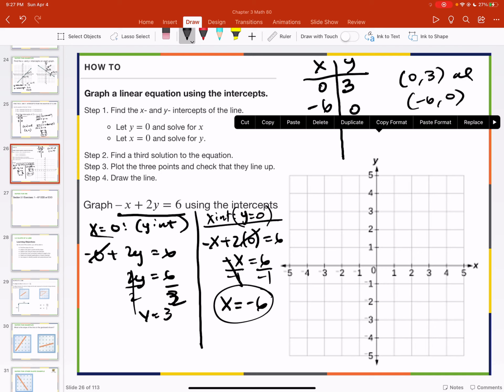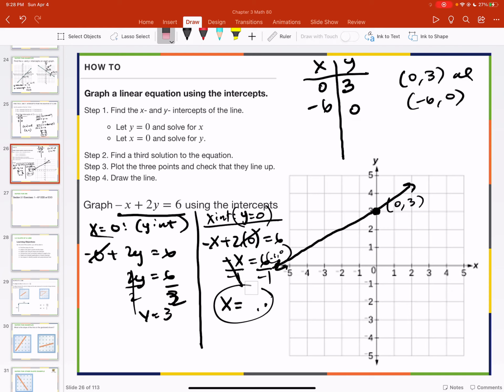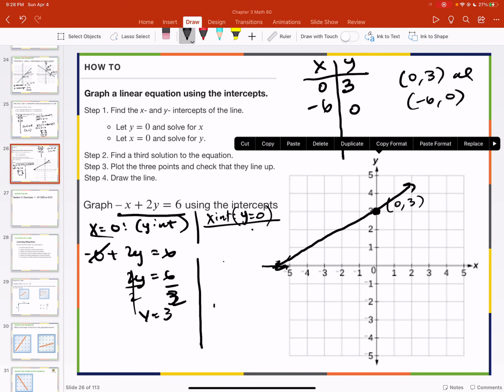So 0, comma 3, it's up here. That's the y-intercept. And then we have the x-intercept at negative 6, just over here. Negative 6, 0, and this is 0, 3. Then we just draw a line through them, and there you go. Sorry, it looks messy. Let me erase this part. So you can see, negative 6 is right there. It crosses here and here.